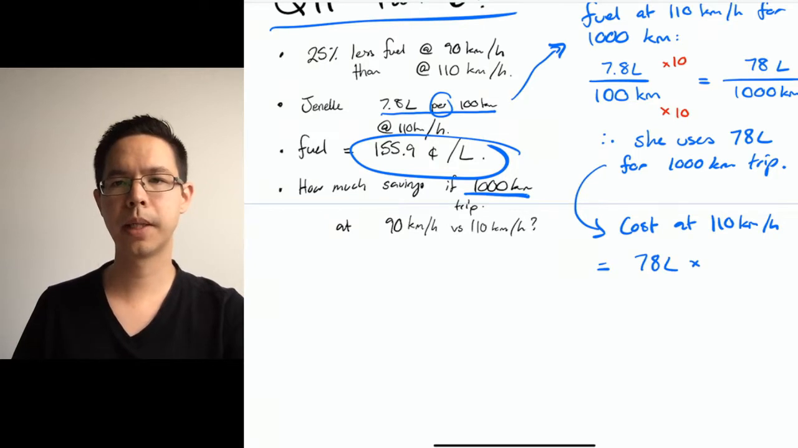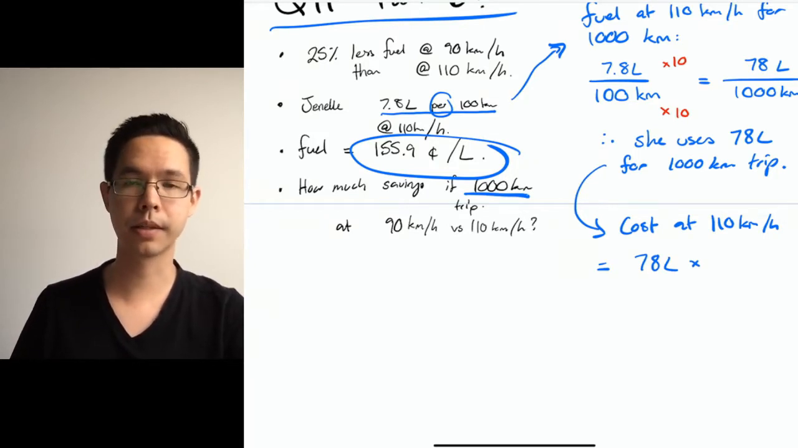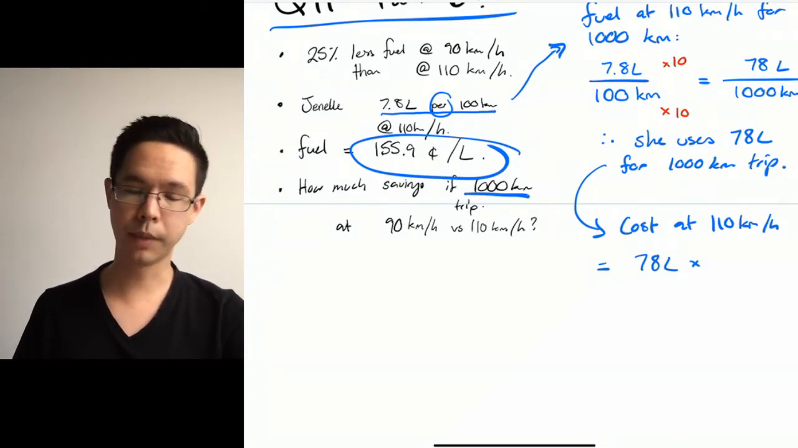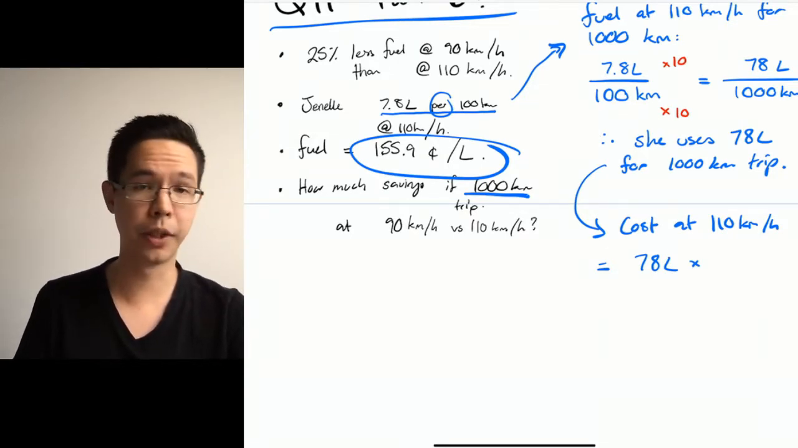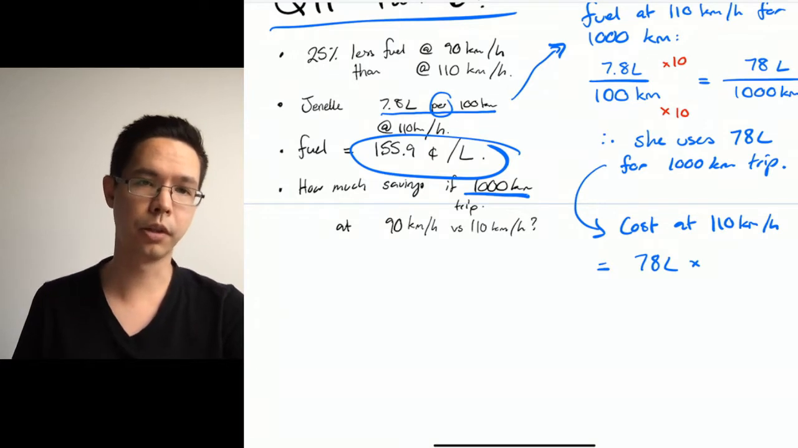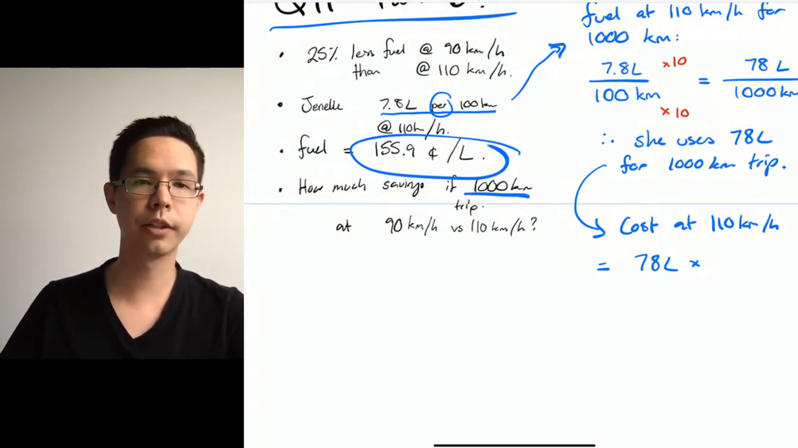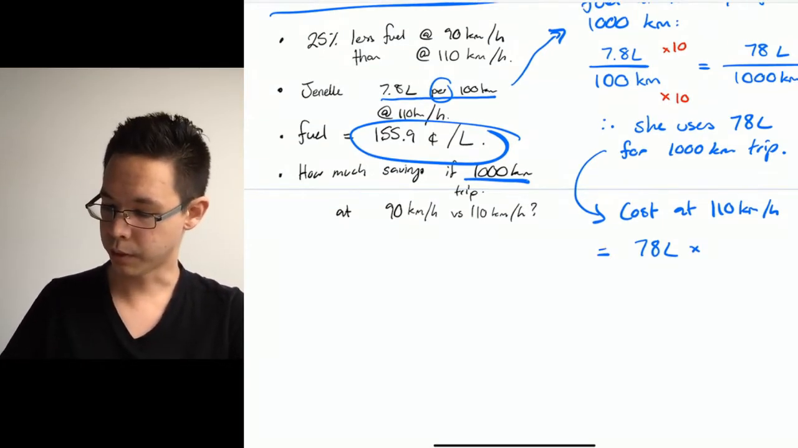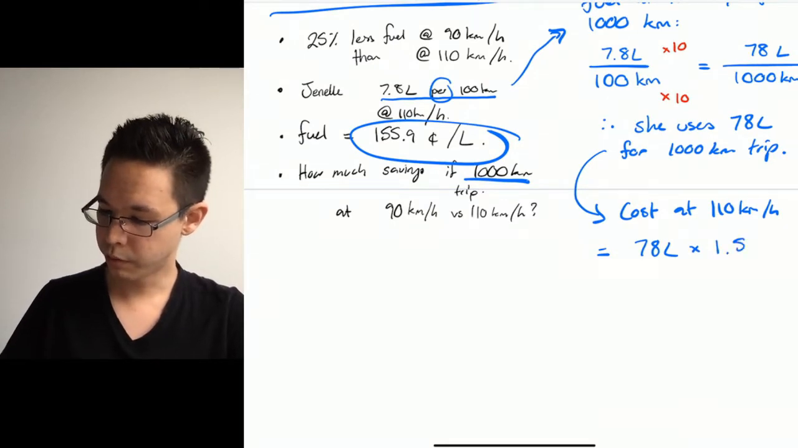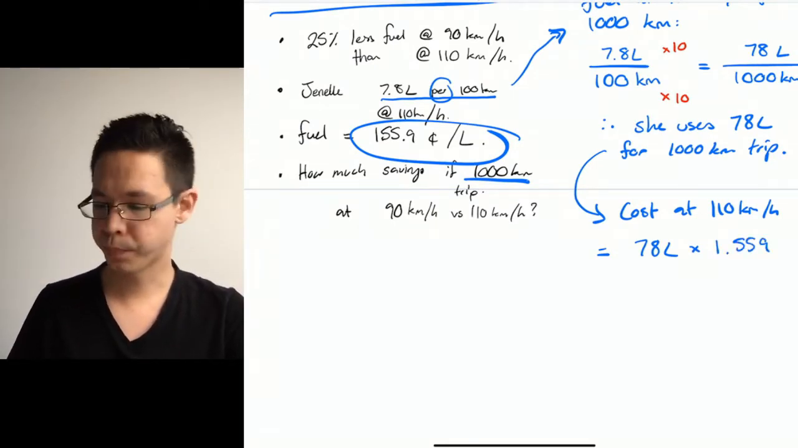I think it's going to make the most sense to represent my final answer in terms of dollars rather than in terms of cents. So I'm just going to quickly convert the 155.9 into dollars. That'll be $1.559. Okay, so that's going to be $1.559. Just do the maths.